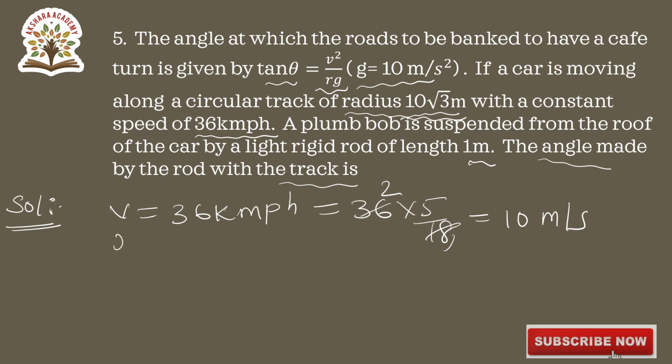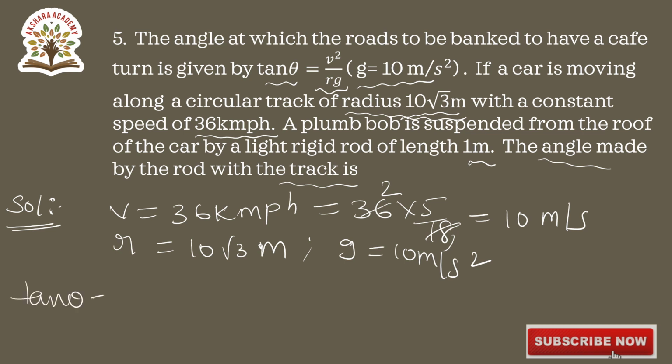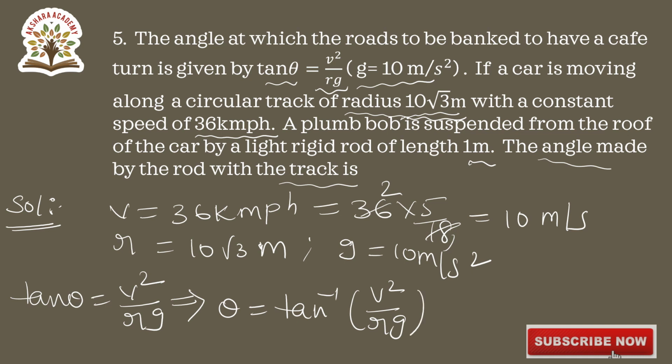And they given r is equal to 10 root 3 meters and g is equal to 10 meter per second square, and you have to calculate the angle made by the rod with the track. So tan theta is equal to v square by r g. From this we are writing theta is equal to tan inverse of v square by r g.